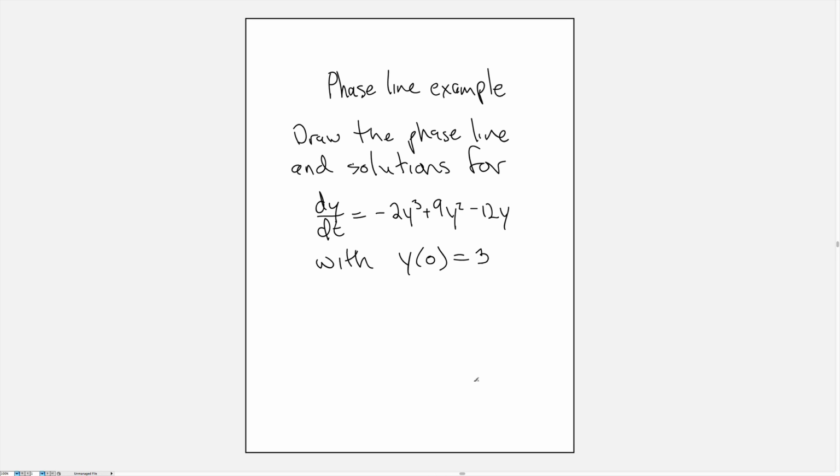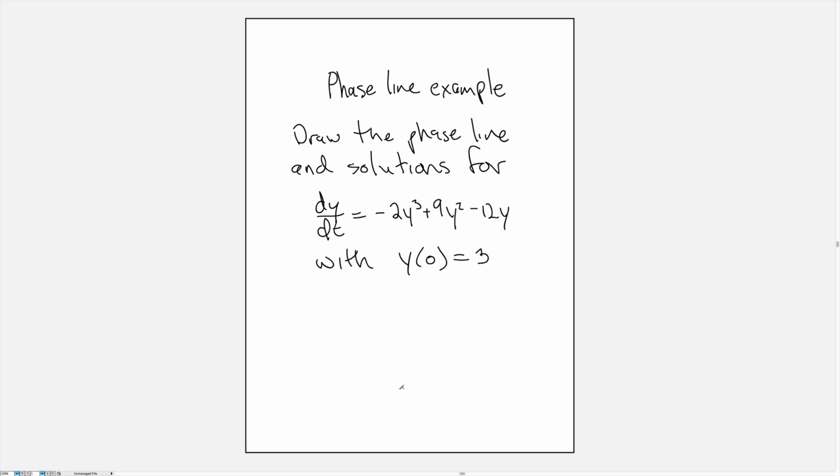In this video, I'm going to go through an example of a phase line problem. I'm going to use the differential equation dy/dt equals minus 2y cubed plus 9y squared minus 12y. So we'll figure out what the phase line for this equation looks like, and then we'll draw a particular solution, y against t, for the initial condition y(0) equals 3.